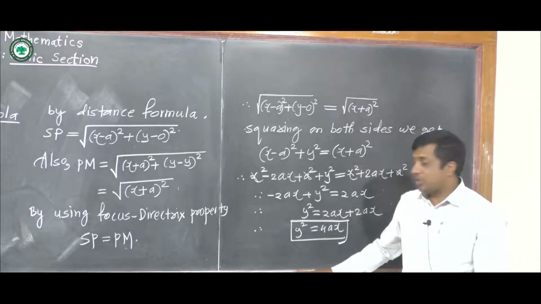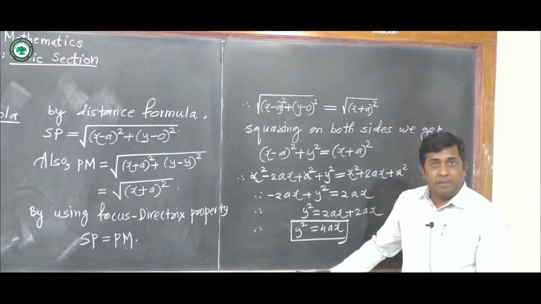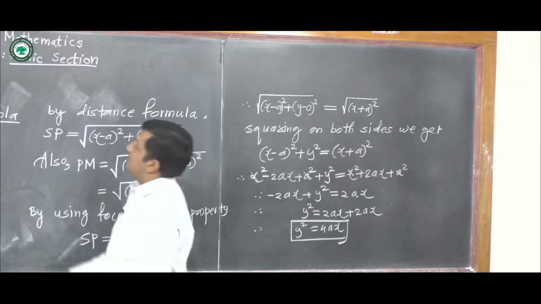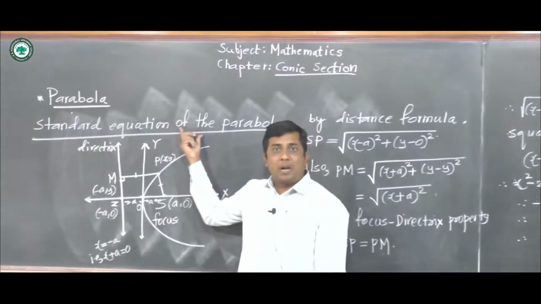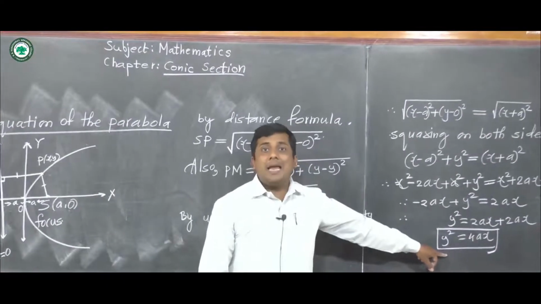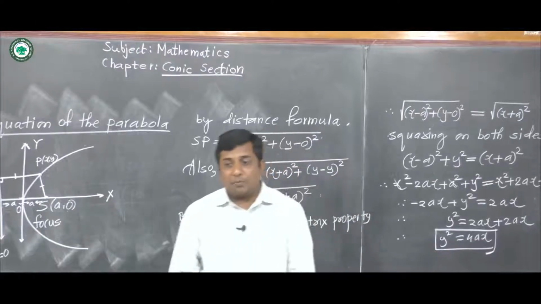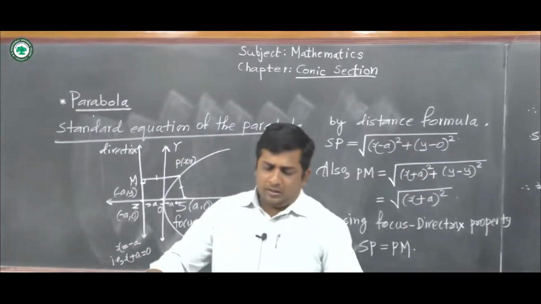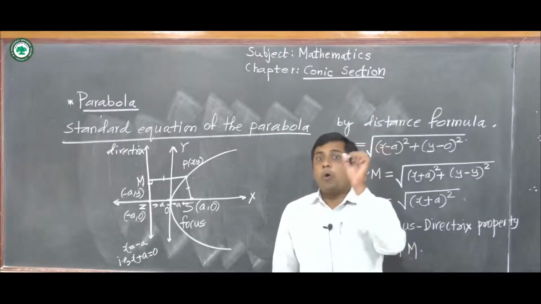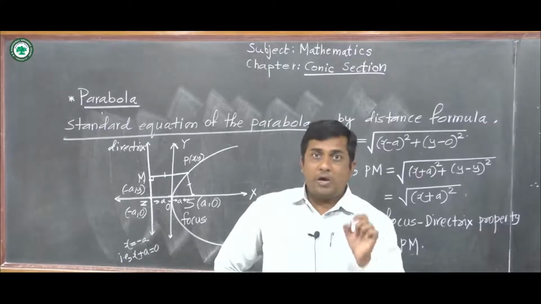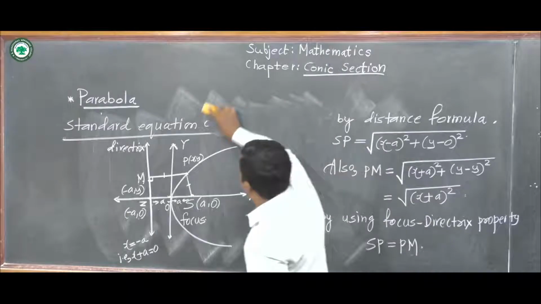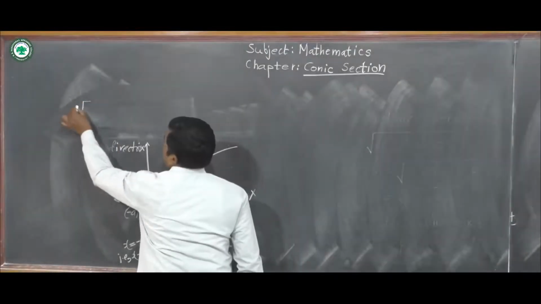This is the standard equation of the parabola. Remember this, y squared is equal to 4ax. So we define the standard equation of the parabola, first is y squared equal to 4ax. Remember this equation. Now we go with our next results, in which we firstly define the focal distance.